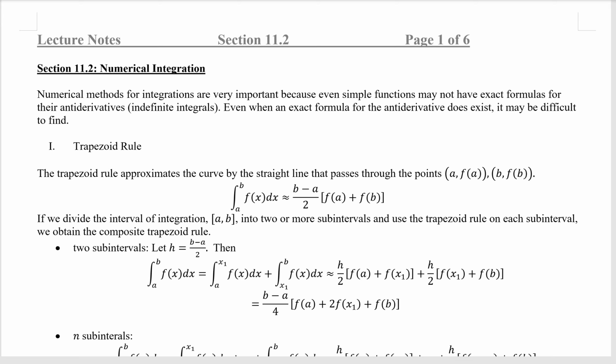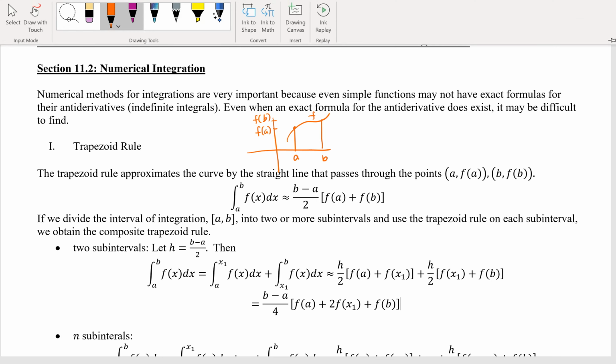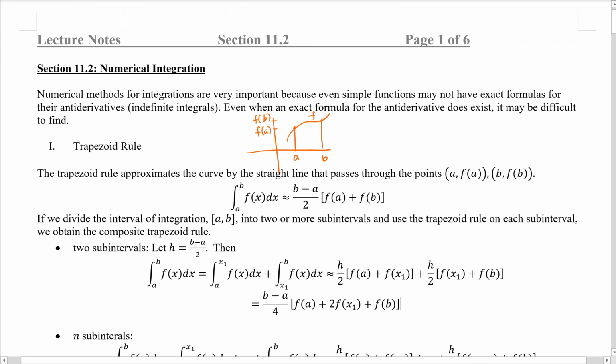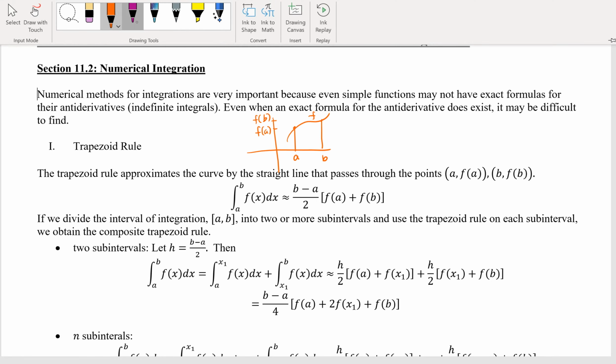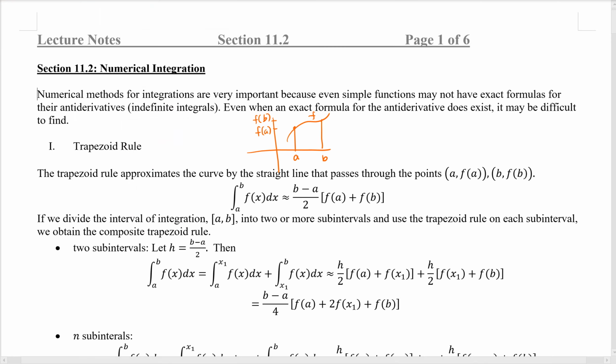So here, let me draw a picture. We have the function f, and we have two points, a and b. Then this is f of a, and that is f of b. So how do we approximate it? We use a trapezoid. Maybe I should use different colors. How about green? We're going to use this trapezoid to approximate the area.